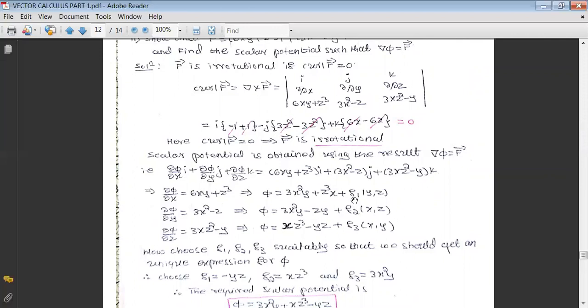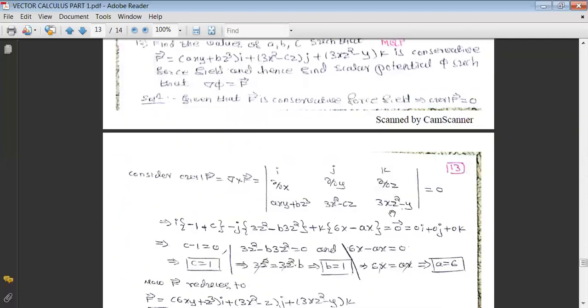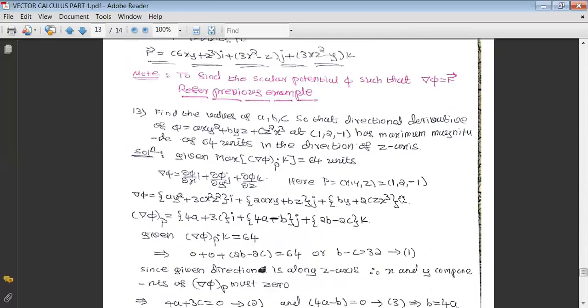When you're choosing the value of f1, look at the other two expressions for phi, and choose the functions of y and z which are not in this one. When you are choosing f2, you look into the other two expressions for phi and you choose the function of x and z which are not here. And when you are choosing f3, look into the other two expressions for phi and you choose the function of x and y which are not in this one. That's a trick to choose the values of f1, f2, f3.